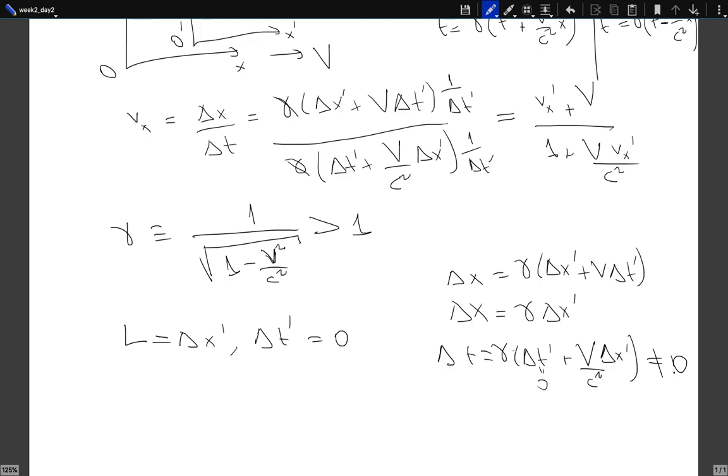So delta x prime is the length of the object in the other reference frame, because the beginning and the end of the object are measured at the same time. That is how we define the length of objects. You have to determine the positions of the beginning and the end of the object at a given time, not at different times. So delta x prime is the length in the other reference frame, but delta x is not the length in the original reference frame, because the two measurements didn't happen simultaneously.